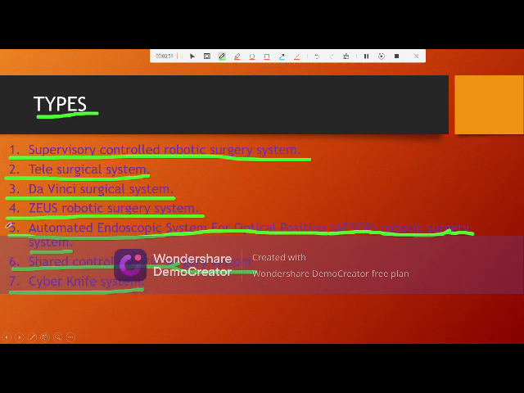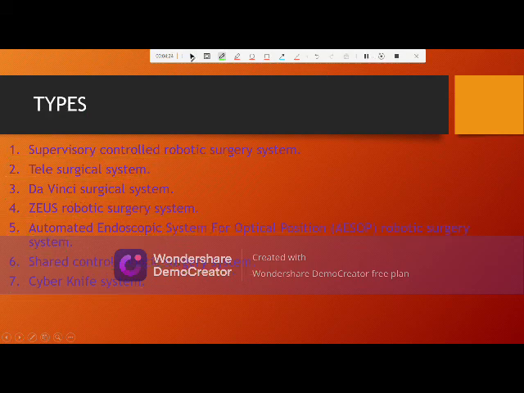So how many types? There are seven types. First is supervisory control robotic surgery system. Second, telesurgical system. Third, Da Vinci surgical system. Fourth, ZEUS robotic surgery system. Fifth, automated endoscopic system for optical position, which is the AESOP abbreviation for this robotic surgery system. Shared control robotic surgery systems, and cyber knife system. So in total, there are seven types of robotic surgery.